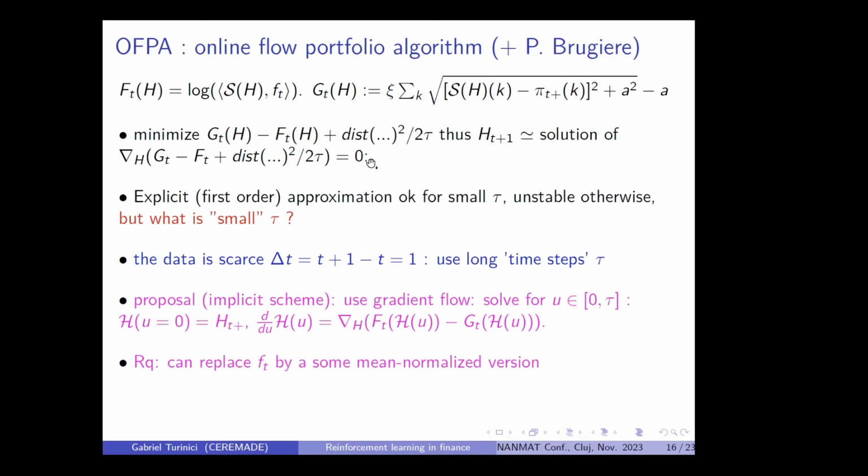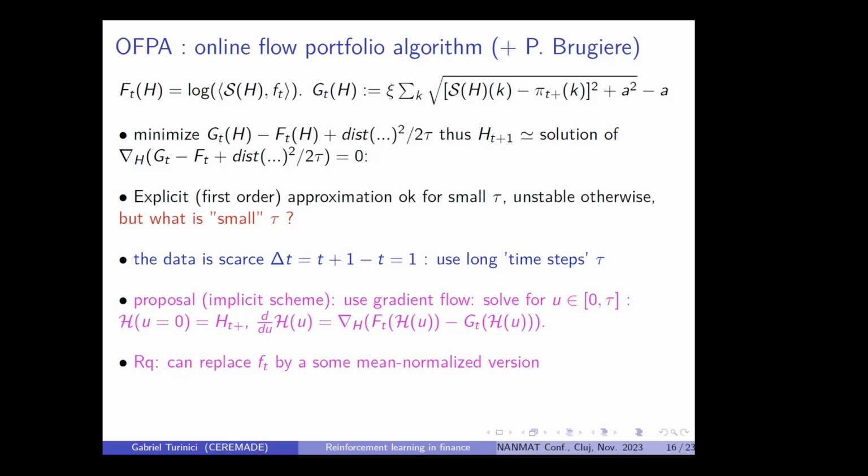Well, there are ways to solve this equation approximately by using a first order approximation in tau. It is good for small tau. This is the same as the explicit Euler scheme, but it's not good for large tau. It may be unstable. And the question is, in our case, is tau small or is it large?